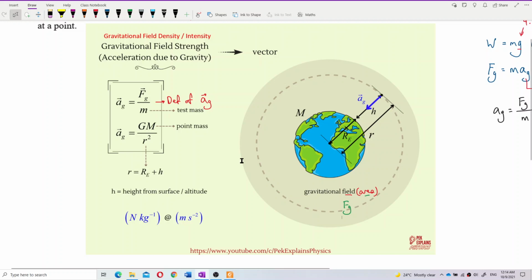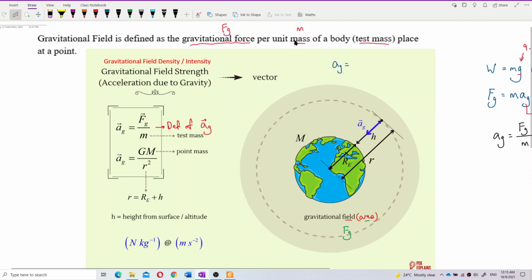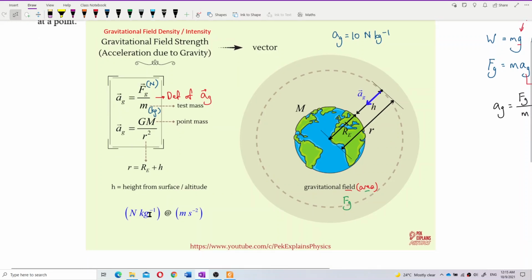Now let's say at this point, it has a gravitational field strength of 10 Newton per kilogram. Newton per kilogram is actually the unit for gravitational field strength, because we look at this formula, force over mass. The force is in Newton, the mass is in kilogram. So that's why the unit for gravitational field strength is Newton per kilogram, or meter per second square. We will look at this later on.